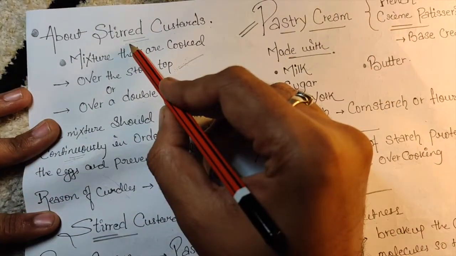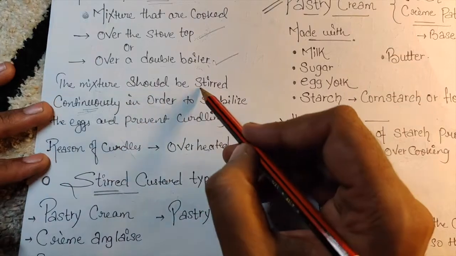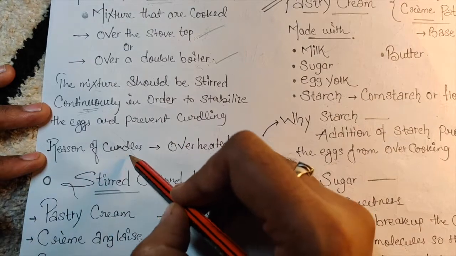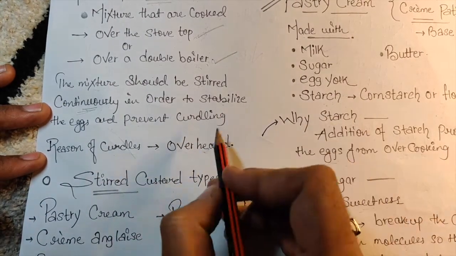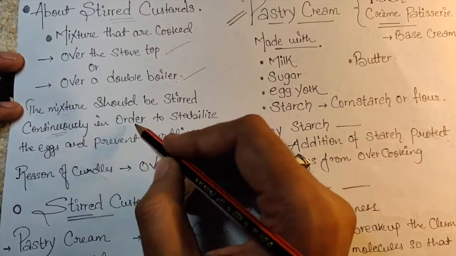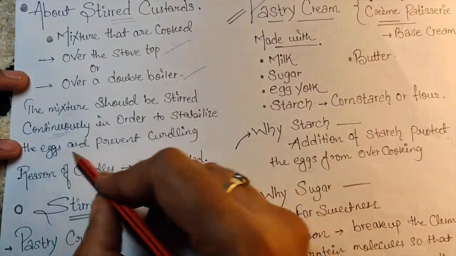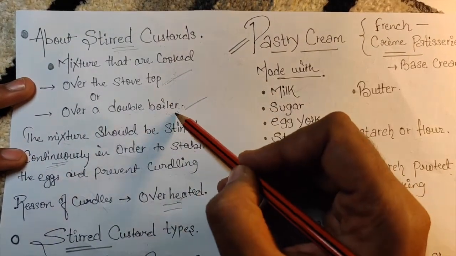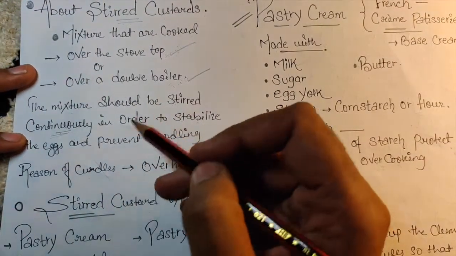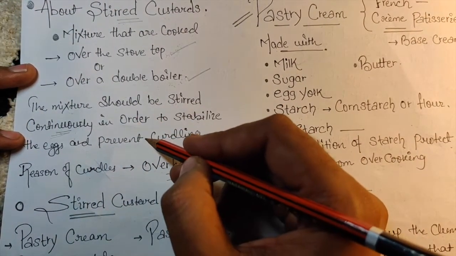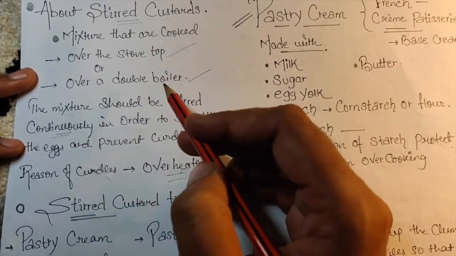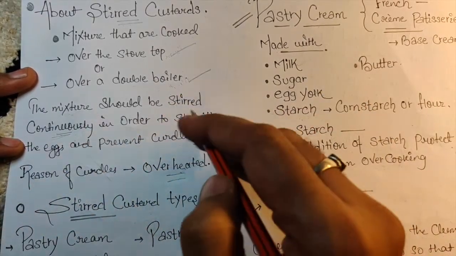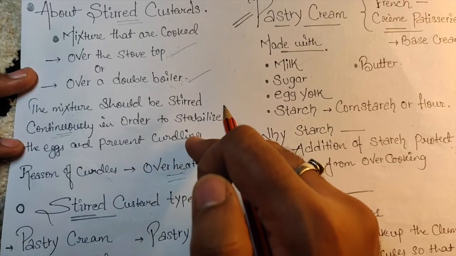The mixture should be stirred continuously in order to stabilize the egg and prevent curdling. The reason for curdling is overheating. We are not baking here. We are cooking in a pot or in a double boiler, so the heat is transferring all the way. You have to stir continuously, because if you stop, the egg will start to curdle.